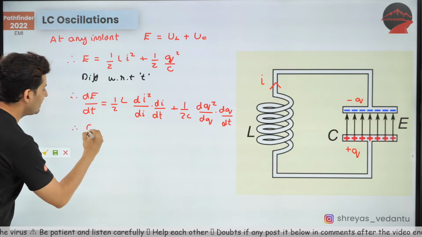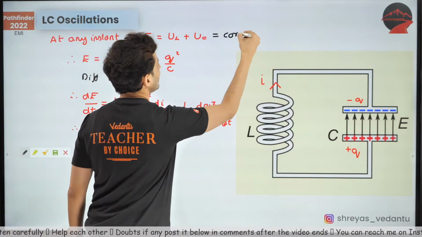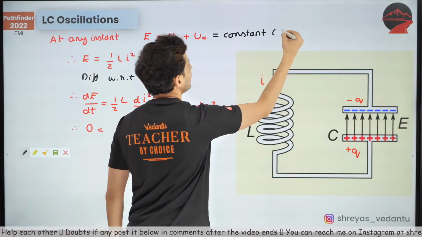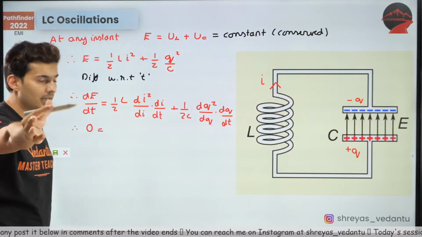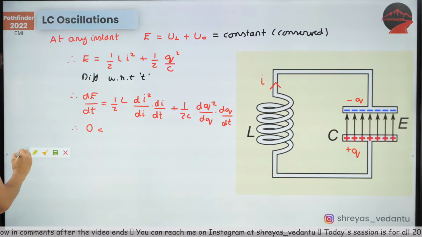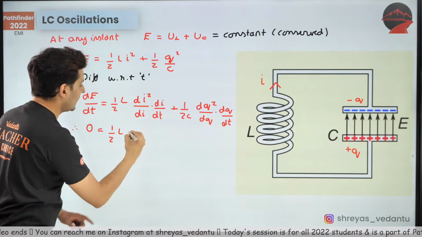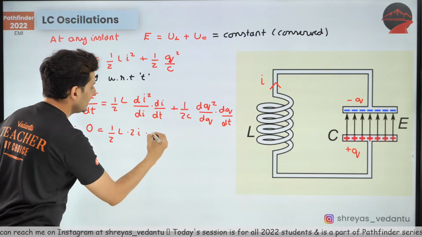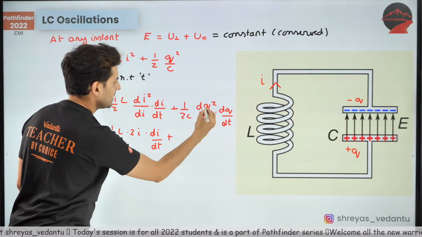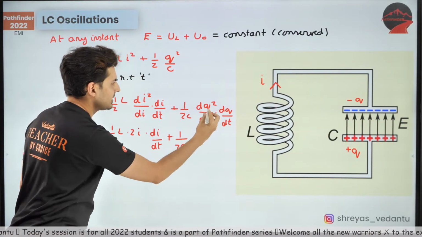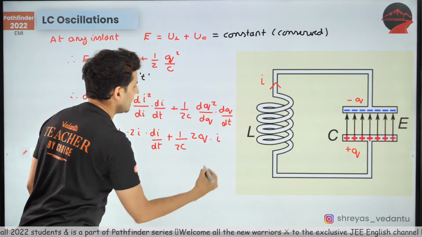Okay, now dE by dt will be 0. Why is it 0? Because remember, this energy will always be constant. Basically, it is conserved. This energy will remain conserved because there is no resistance in the circuit. Correct? So that's why the rate of change of energy, a constant's derivative, will be 0. This is half L, and I square's derivative will be 2I dI by dt. Let's just keep it as dI by dt. Plus this will become half C, and this Q square's derivative will become 2Q, and this dQ by dt will become I.